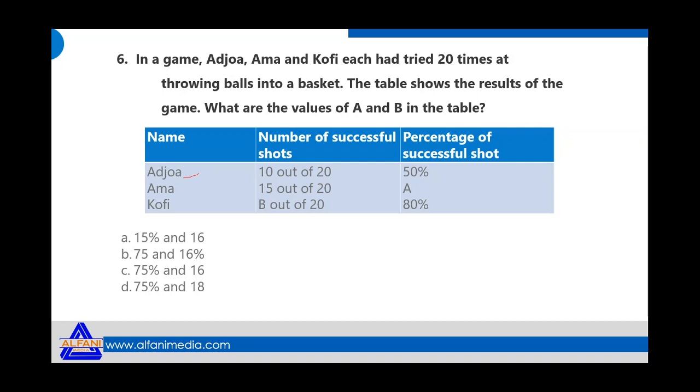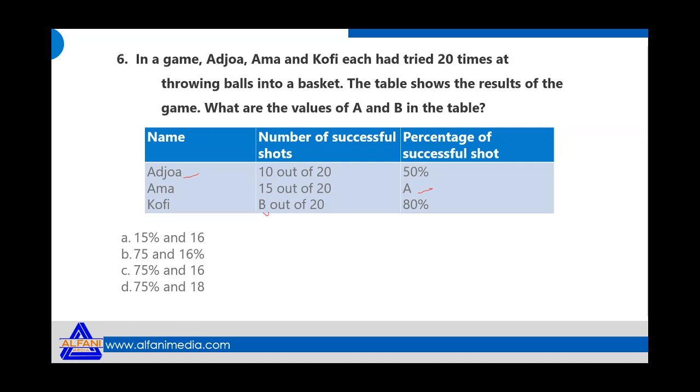And then Ama also, out of 20, Ama got 15 balls successfully into the basket, and we don't know the percentage that is represented by that 15. And then Kofi also, we don't know the number of balls that Kofi had successfully thrown into the basket, but we know that his number of balls that entered the basket is represented by 80%. So we now have to figure out A here and B here.